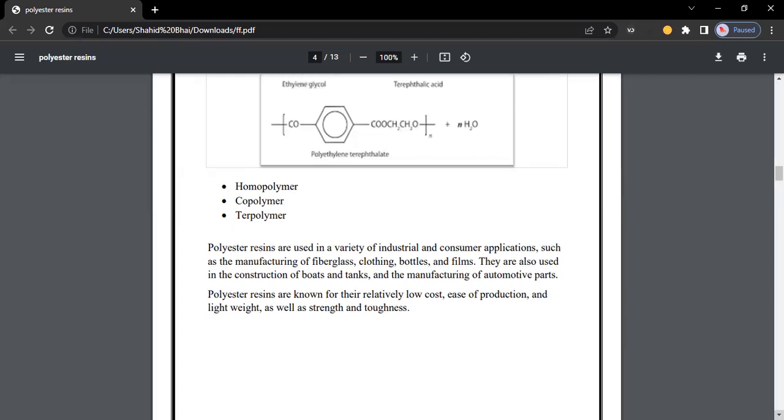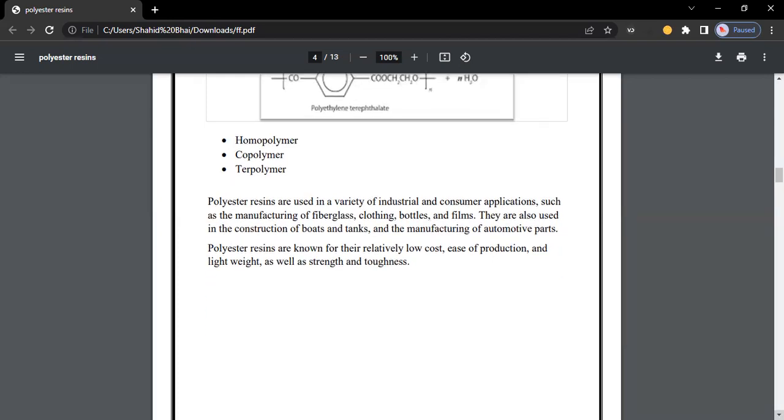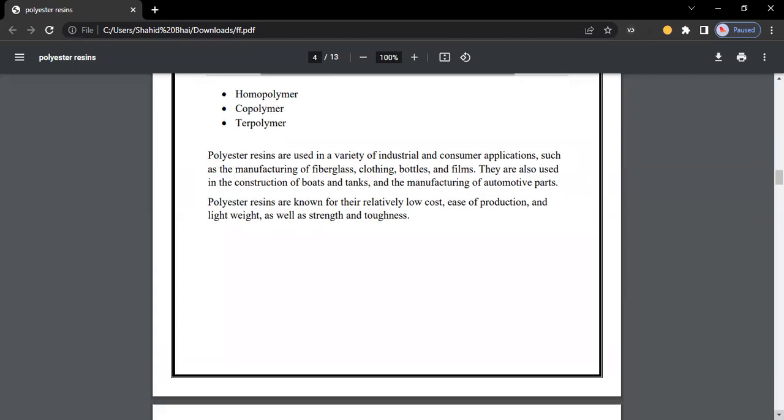Now we discuss that polyester resins are used in a variety of industrial and consumer applications, such as the manufacturing of fiberglass, clothing, bottles and films, and also the construction of boats and tanks, and the manufacturing of automotive parts.